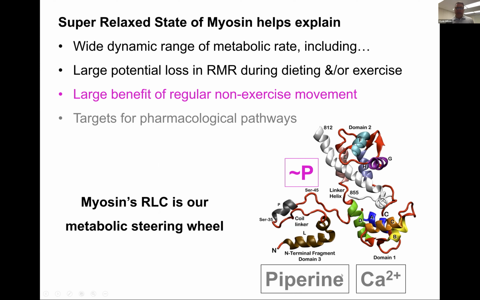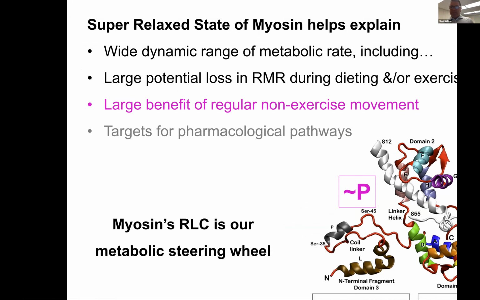So myosin's regulatory light chain, using the car metaphor, idling, is potentially our metabolic steering wheel. Thank you.